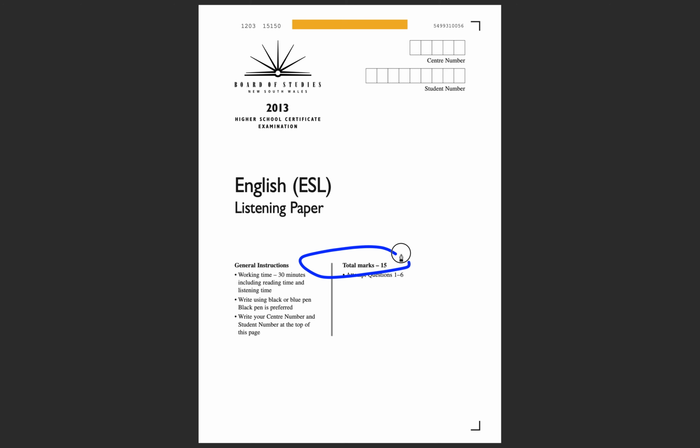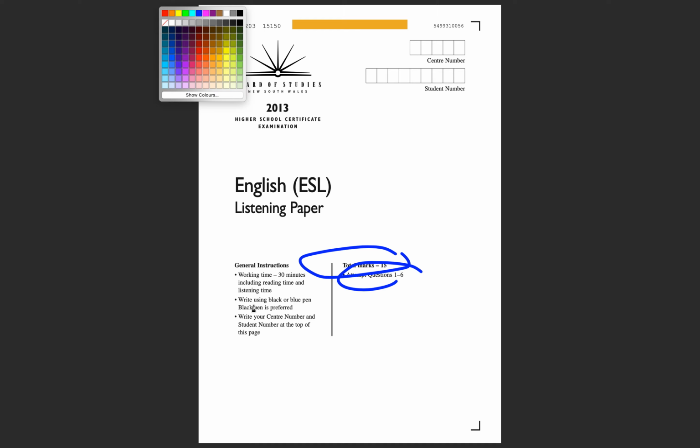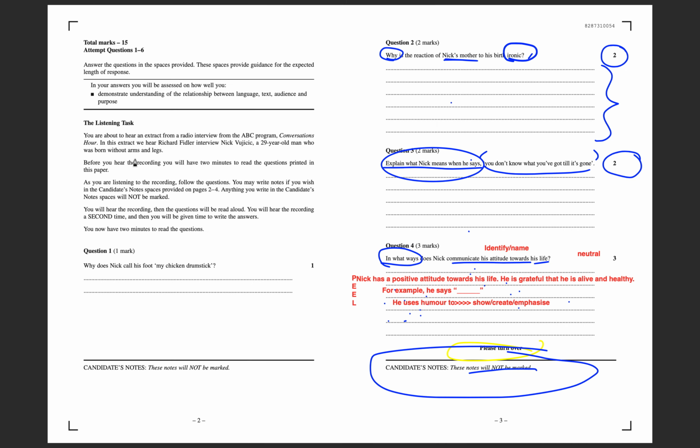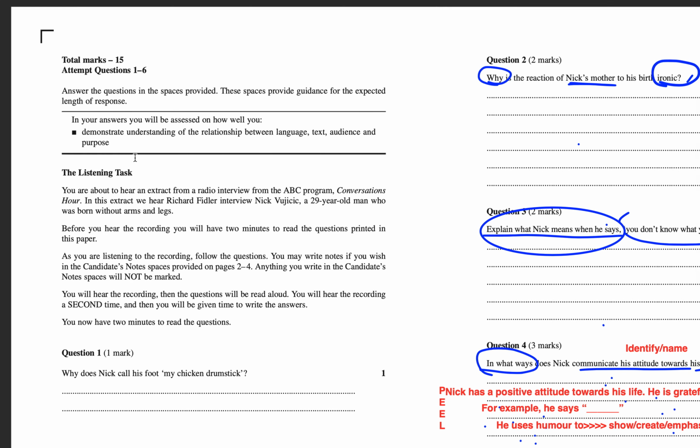There's 15 marks in total. You have to attempt questions 1 to 6. You get 30 minutes working time, including reading and listening. 30 minutes can go by very quickly, but if you use the strategies that I teach you, you'll be fine. Okay, so make sure you're using a pen. Make sure that you have your pen and highlighter ready because we are about to do some note taking.